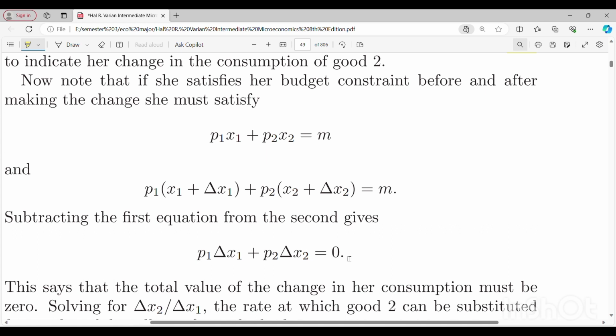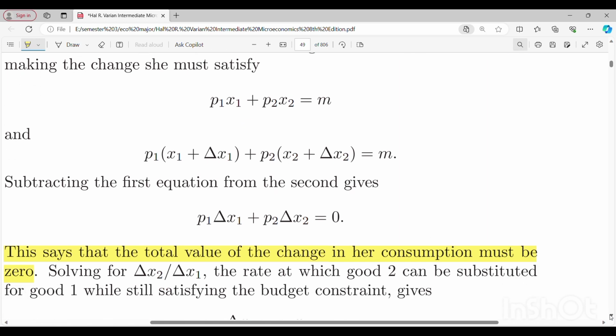So it says that the total value of the change in consumption must be 0 to satisfy the budget constraint. How does this come to 0? That is very easy. P1 X1 plus P1 delta X1, P2 X2 plus P2 delta X2 is equal to M. Subtracting, P1 X1 will get cut, P2 X2 will also get cut, M minus M is 0. Then P1 delta X1 plus P2 delta X2 is equal to 0.